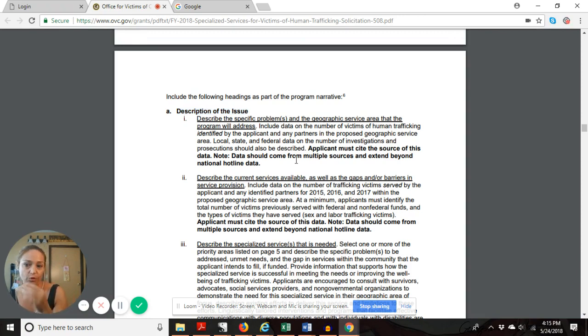For those of you that can't see this, it says a description of issue, and then it has all of these bullet points underneath that. It says describe the specific problem and the geographic service area that the project will address. So it has this very specific thing, and then the next bullet point is current services available. You want to use all of these as your headers and subheaders, literally. And then you just want to write to this criteria. You don't want to make up your own. You don't want to go off on a tangent and talk about other things. Write to this because that's what you're going to be scored on.